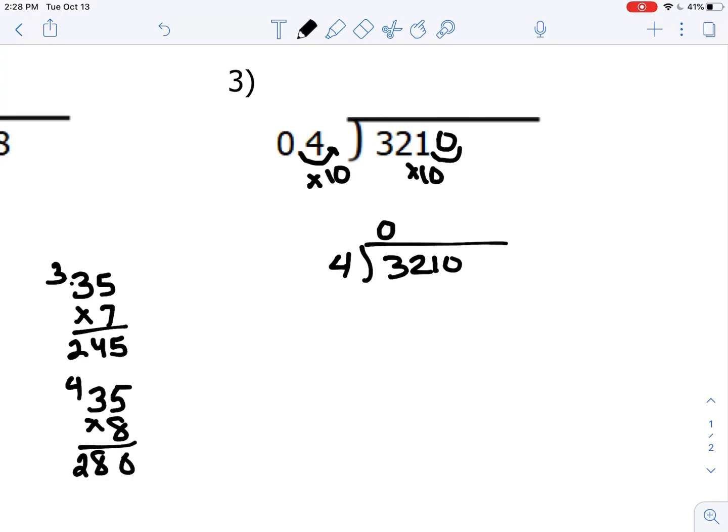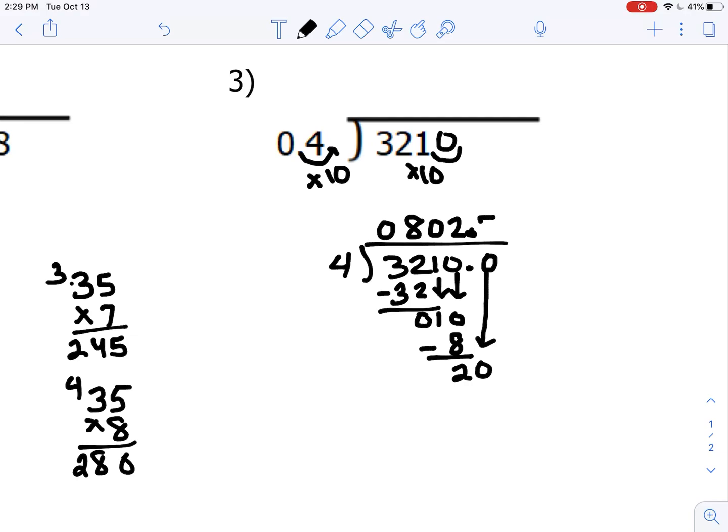Can't make a group of 4 out of 3, but we can make 8 groups of 4 out of 32. We'd have 0 as our difference. Let's bring the 1 down. I can't make a group of 4 out of 1, but I can make 2 groups of 4 out of 10, and 2 times 4 is 8. So we have a remainder of 2 here. Let's add a decimal point and a 0, and the decimal point up into the quotient as well. We'll bring the 0 down, and 4 goes into 20 5 times. 5 times 4 is 20. We have 0 remainder, so we can stop dividing, and our quotient is 802 and 5/10.